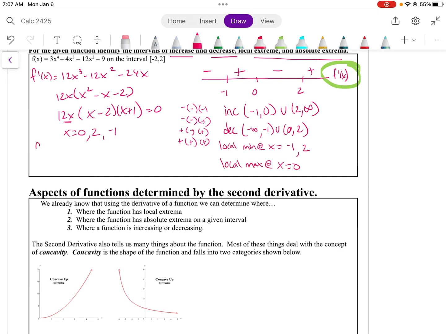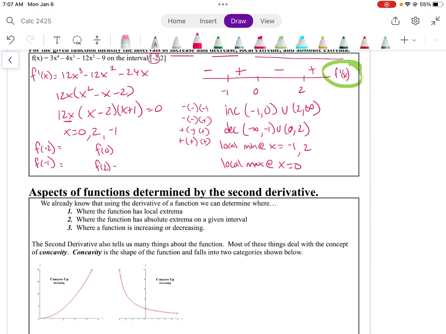The points of interest that I'm looking at: I'm looking at negative 2, because that's part of my interval. I'm looking at negative 1 because that was a local min. I'm looking at 0. That was a local max. And then again, I'm looking at 2. 2 happens to be the end of my interval, but also a possible local min. So I'm going to type in all of those values into the function.